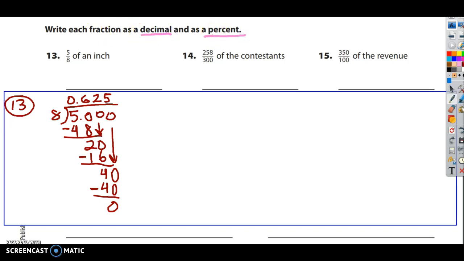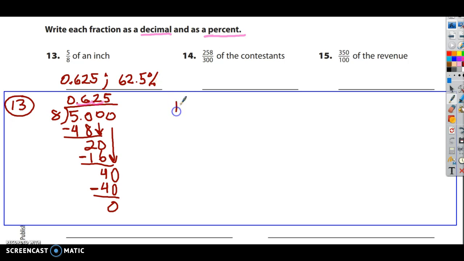The decimal is 0.625. And we have to write that as a percent. Remember how we do this: we go back to our decimal and we place our decimal after the hundredths place, which means 62.5%. Not too complicated. The 8s are kind of hard, but we've now done 4 of them, so I think you should probably know how to do that.